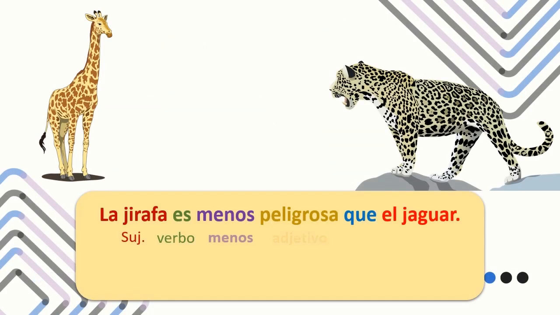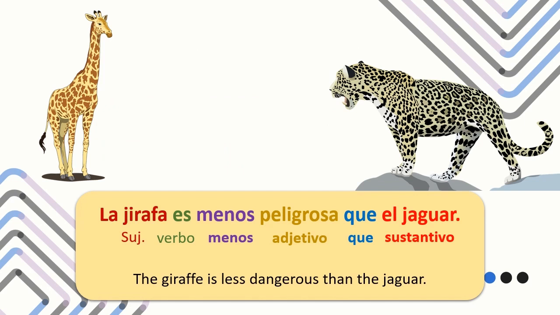For the negative form using an adjective, we have the following example. La jirafa es menos peligrosa que el jaguar, which means the giraffe is less dangerous than the jaguar. As you can see, we were just following the structure given before.